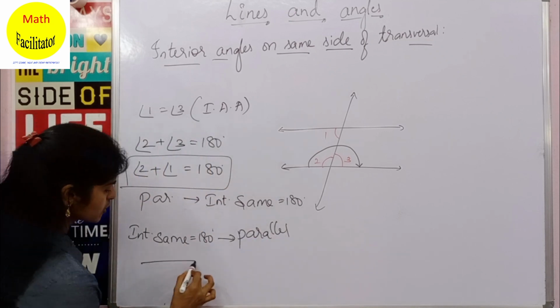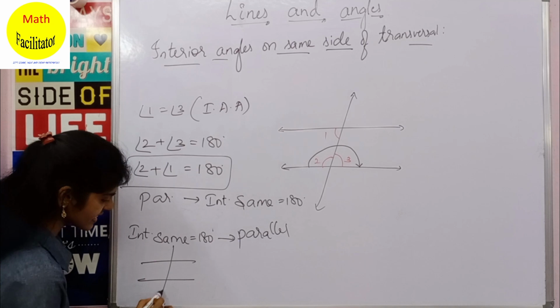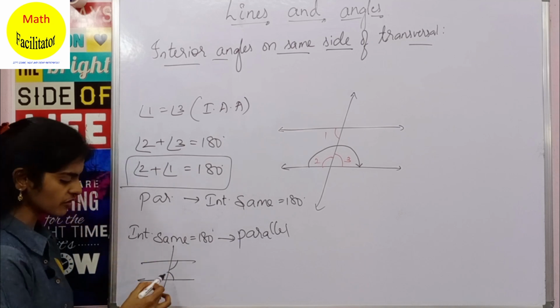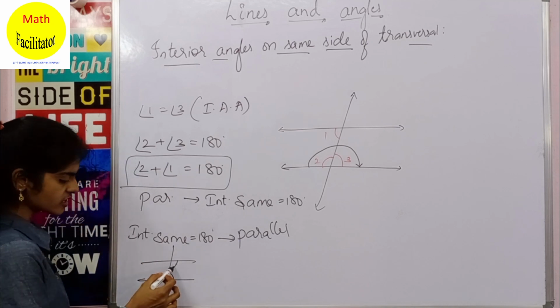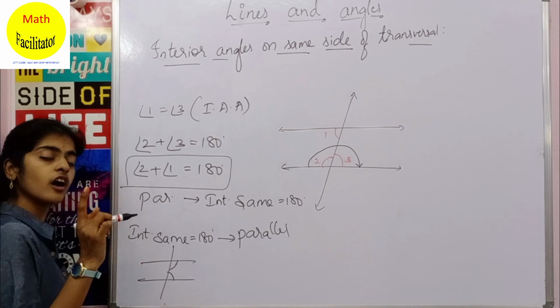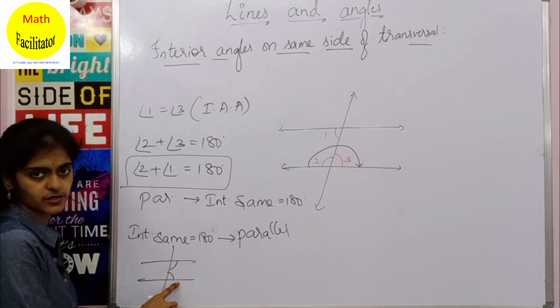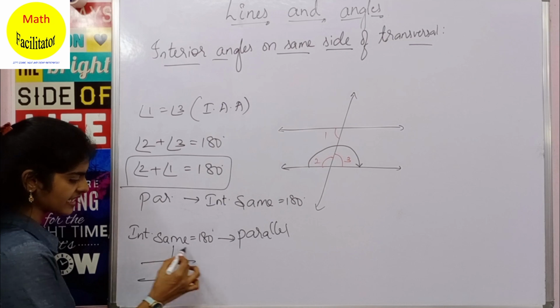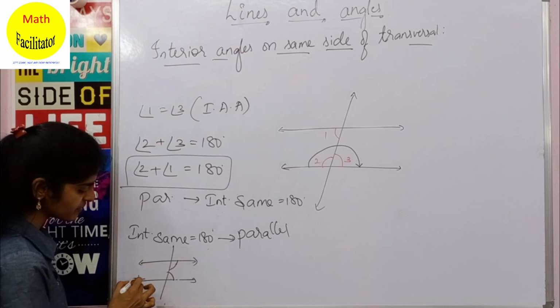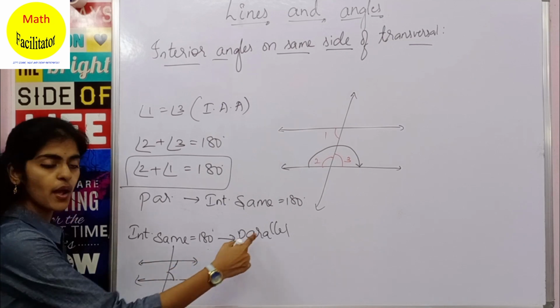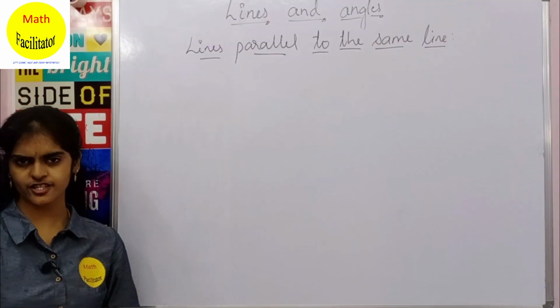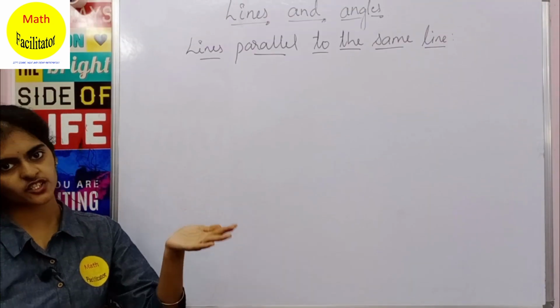Clear? Suppose two lines in this way are given to you and they are saying that the sum of these two angles is 180. These two angles are nothing but interior angles on the same side of the transversal. If their sum is 180, then what do you say about these two lines? You will say that these two lines are parallel. Clear? Now let us talk about lines which are parallel to the same line.